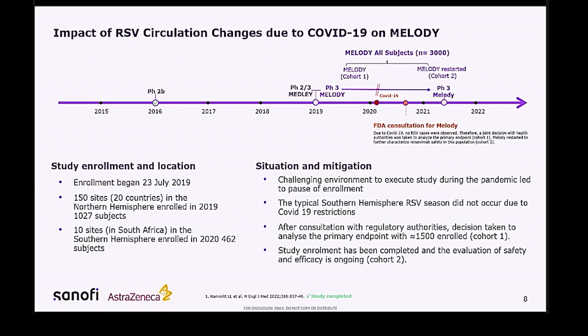Since it couldn't be predicted when RSV circulation would resume, the trial was paused and discussions with the FDA were undertaken, and it was agreed that the 1,490 subjects enrolled before the pause be evaluated as the primary efficacy cohort, later noted as cohort one in the slides to come. As we have seen, RSV circulation has since resumed, as has the MELODY trial, which has now completed its enrollment of the second cohort to get to the originally planned 3,000 subjects. And the evaluation of the safety and efficacy data is ongoing, with publication expected before the end of this year. Next slide, please.